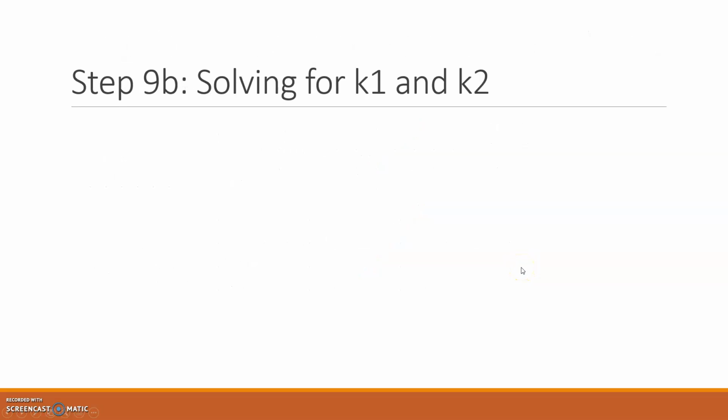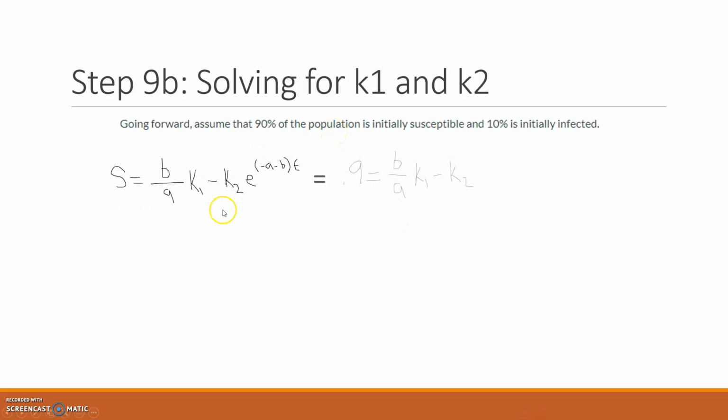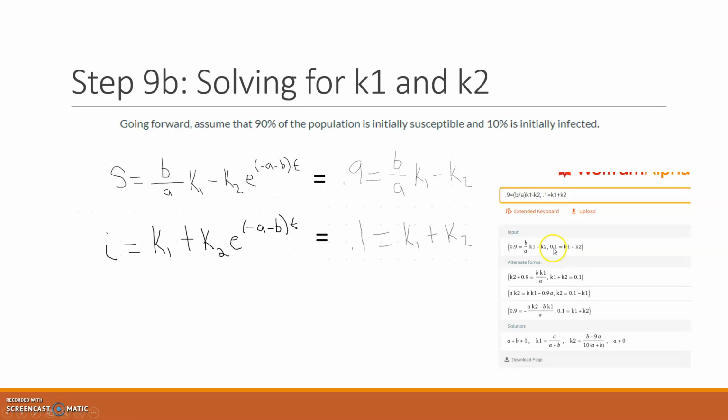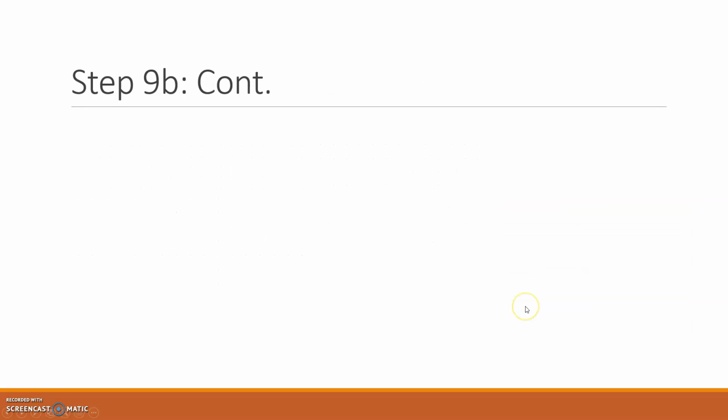So step 9b was solving for k1 and k2. This is just a reminder. So here, you're just going to plug in your initial condition of 0.9 and t equaling 0. And when you do that, it's just going to simplify down into this expression. And if you do the same for I of t, where the initial condition was 0.1 and t is 0, it's going to simplify down into this. And if you go ahead and plug that into Wolfram Alpha, you get k1 is equal to a over a plus b, and k2 is equal to b minus 9a over 10 times a plus b.